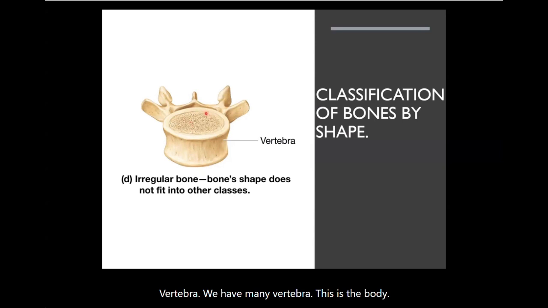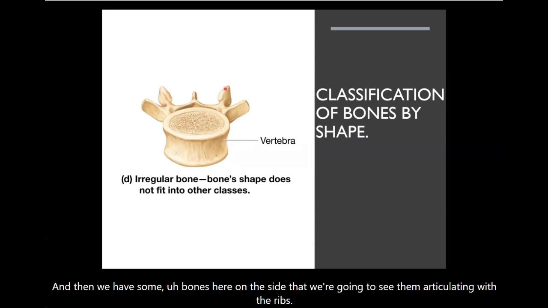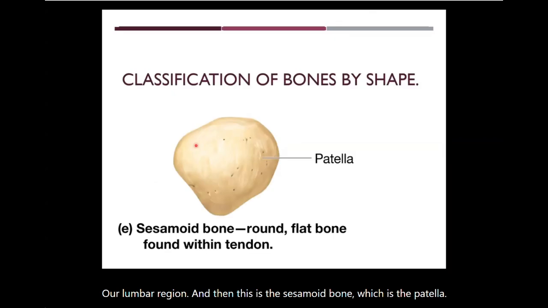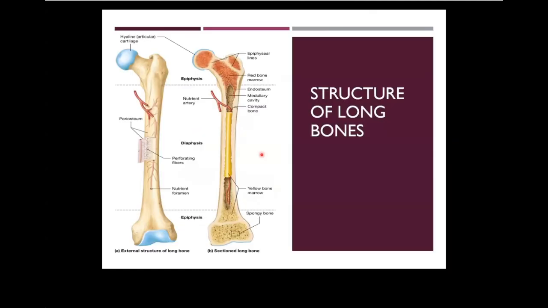Vertebra, we have many vertebra. This is the body, and then we have some bones here on the side that we're going to see articulating with the ribs, right? And only some of them, not all of them are connected to ribs. We don't have ribs on our lower back region, our lumbar region. And then this is the sesamoid bone, which is the patella.